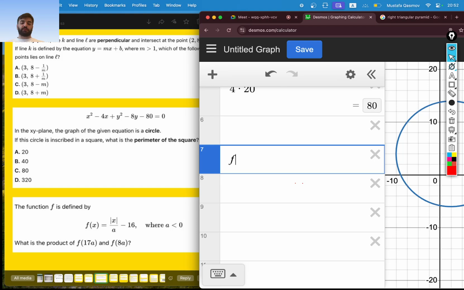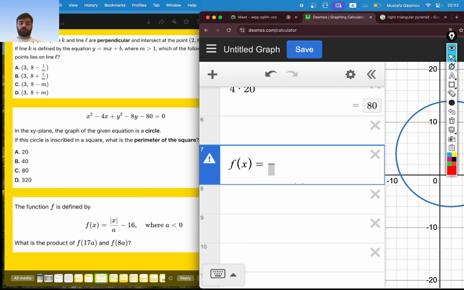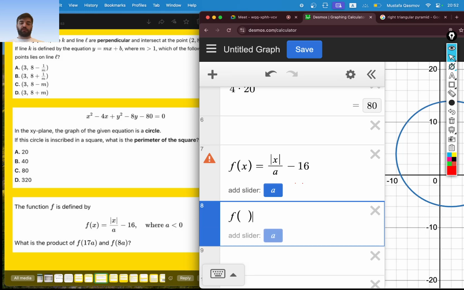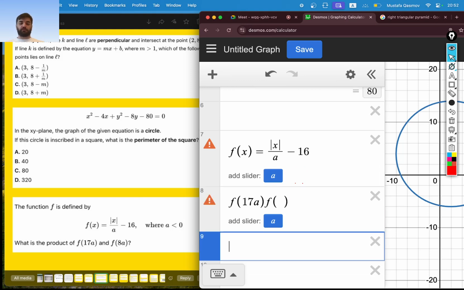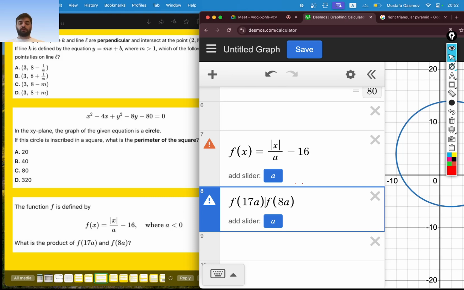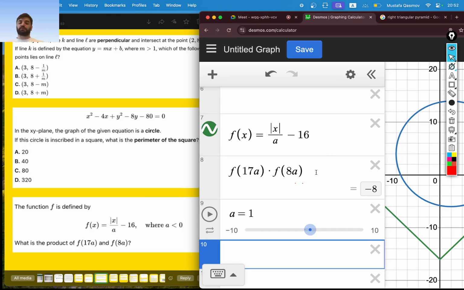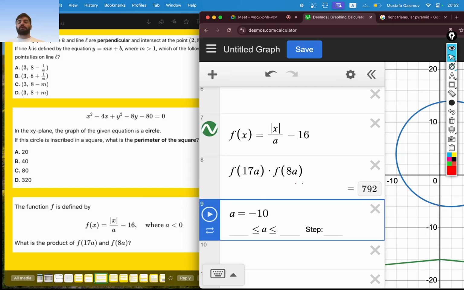For the last one, you have to just write that one in decimals. Then write here f of 17a multiplied by f of 8a. Then let's say that a is equal to 1, but when you write 1 it is not correct, you have to write a negative number. So it will be 792. If you change the number, it will be the same. Why is it the same? Because a will be eliminated here. That's why. Any question from here?